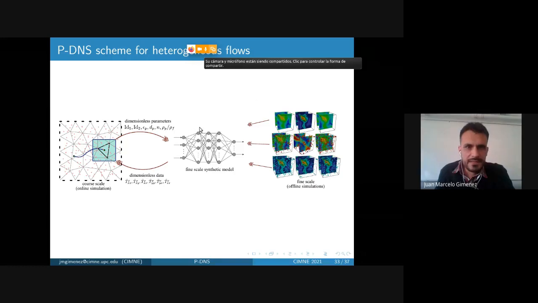I'm just finishing. This is the methodology for heterogeneous flow. Now the dimensionless parameters to feed the fine scale are 6, and there are 6 output data.